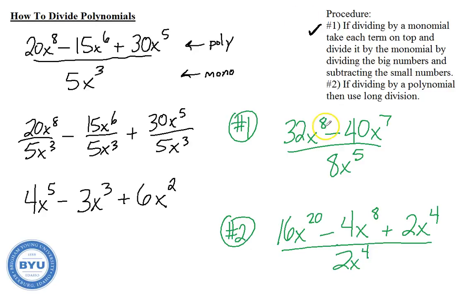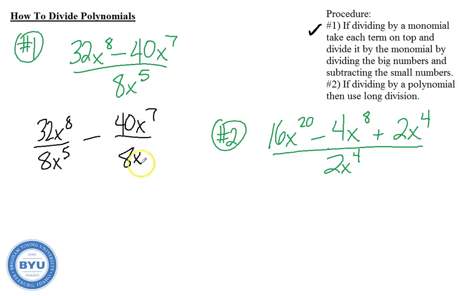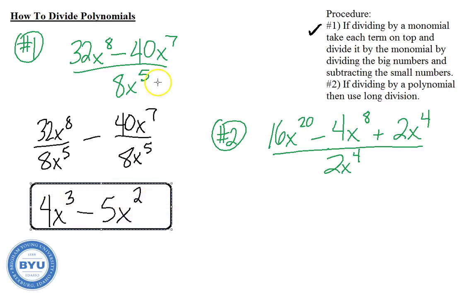Okay, let's see how you did. I need to divide each of the tops by the bottom. So I'm going to move this over so I have a little more room. I'm going to divide the 32x to the 8th by 8x to the 5th, minus 40x to the 7th divided by 8x to the 5th. I'm dividing each of the top terms by the bottom. Now let's divide. 32 divided by 8 is 4. And x to the 8th divided by x to the 5th would be x to the 3rd. We subtract the exponents. 40 divided by 8 is 5, and it'd be 7 minus 5 is 2. So that's our answer for that one.